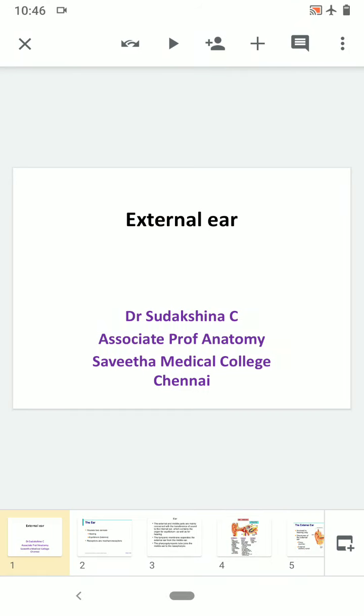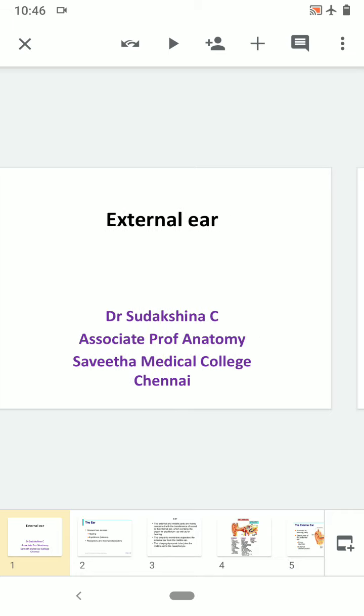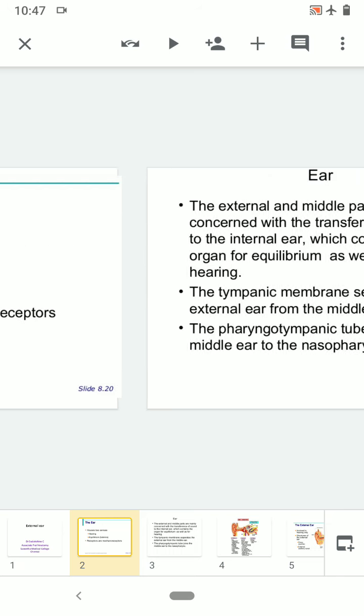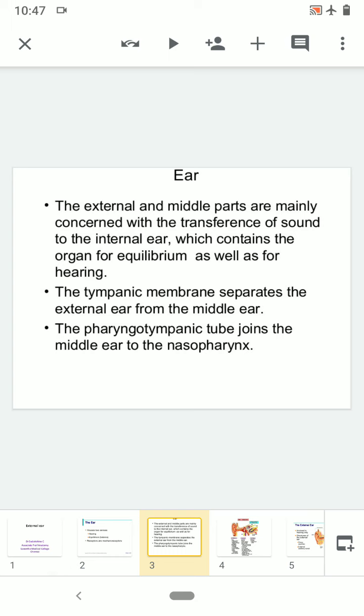Today we are talking about the external ear. The ear is a sense organ, definitely not only for hearing, it is also for balance. And the receptors, you have definitely the hearing receptors, sensory receptors, and then special ones, and also mechanoreceptors. Okay. So now coming to the ear, it has mainly three parts.